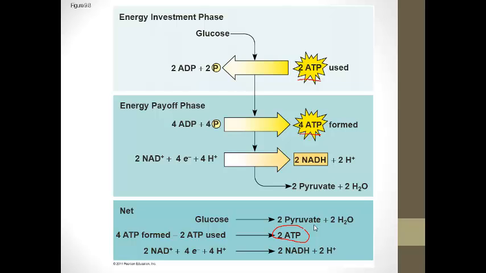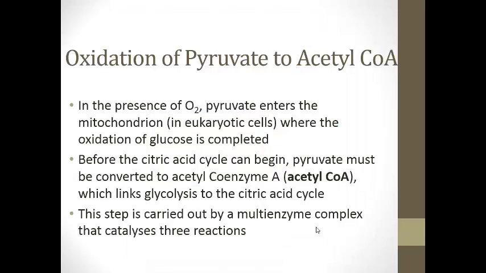Since we're breaking a bond in glucose, we are oxidizing it, we are removing the electrons. Those electrons are going to go to NAD+. NAD+ gets reduced to make NADH. So glycolysis is going to make 2 ATP, 2 NADH, and 2 pyruvate, 2 3-carbon molecules. In the presence of oxygen, so we're going into aerobic cellular respiration, that pyruvate will now enter the mitochondria.